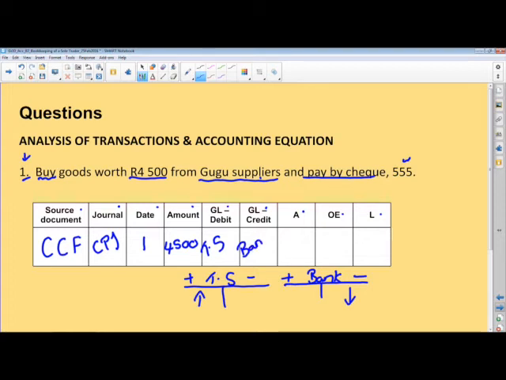And now, both of them are what? Both of them are assets. So let's look at it. Assets will go up, but the asset will also go down. So your assets will be a plus minus equals, remember, that's your accounting equation. Assets equals owner's equity plus liabilities. Did we touch our owner's equity account? Definitely not. Did we touch a liability account? Definitely not.